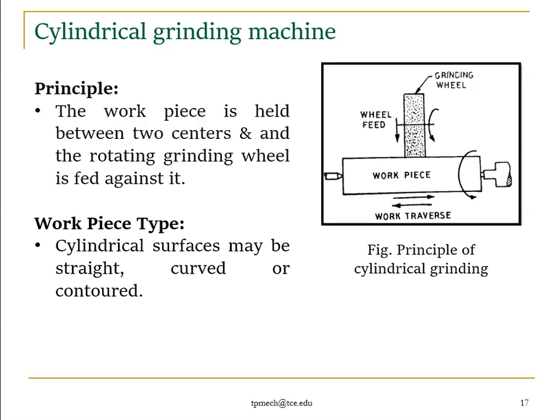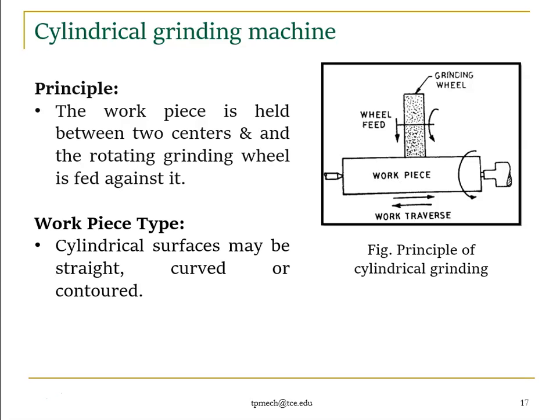So now we go with the cylindrical grinding machine. Again, the cylindrical grinding machine is similar to our lathe. The only difference is that instead of a single point cutting tool, here we use a grinding wheel, right? So that is the main difference. In the lathe you know that we have two centers, right? In between two centers, the workpiece is rigidly held, and then the tool is moved against the rotating workpiece, right?